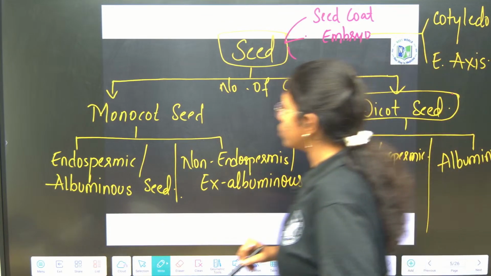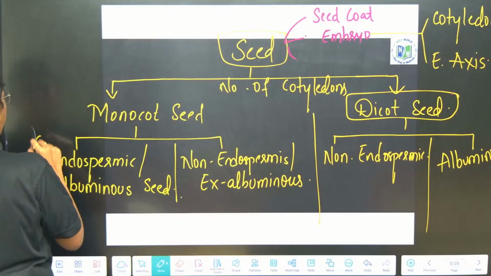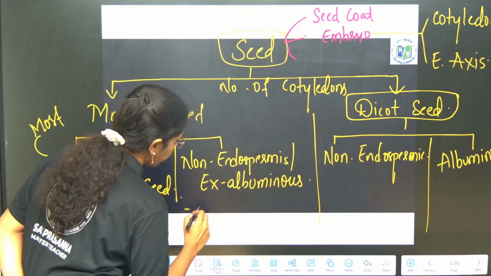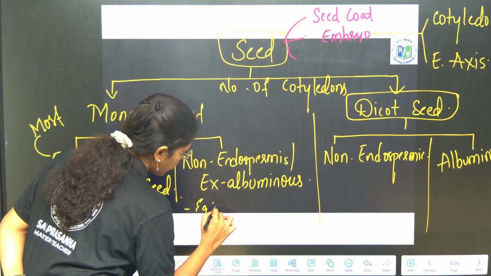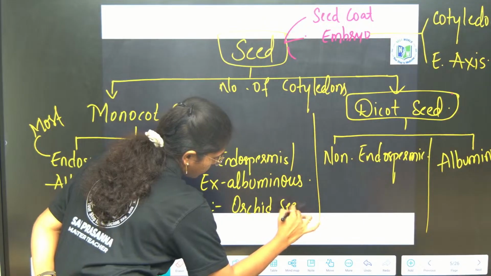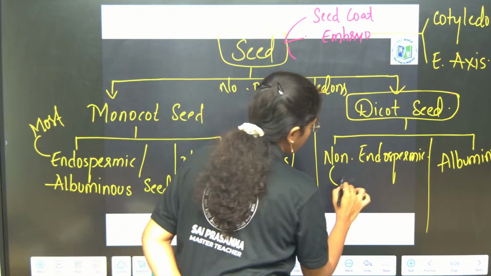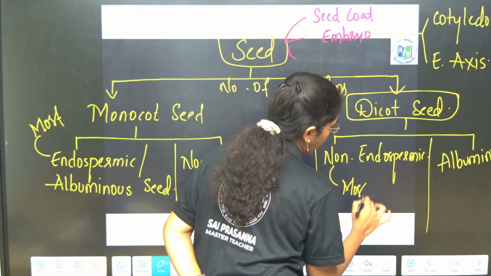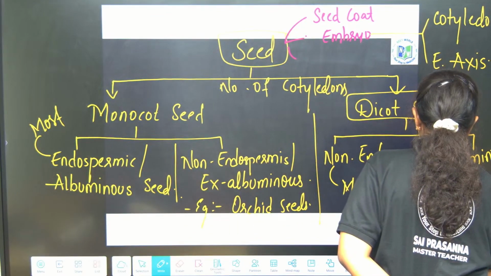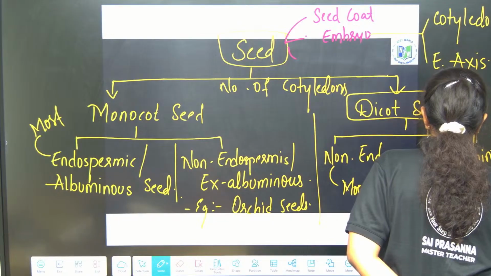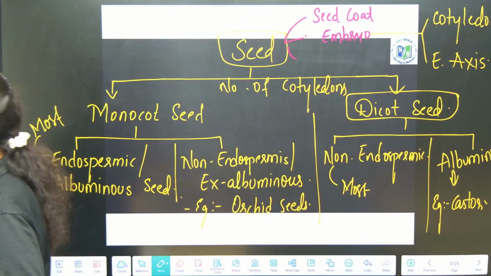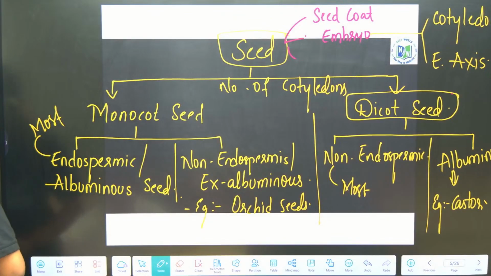Very few, for example orchid seeds, are exalbuminous among monocots. Among dicots, most are exalbuminous, and very few, for example castor, are albuminous. If this flow chart is in your mind with the examples, then it is enough.